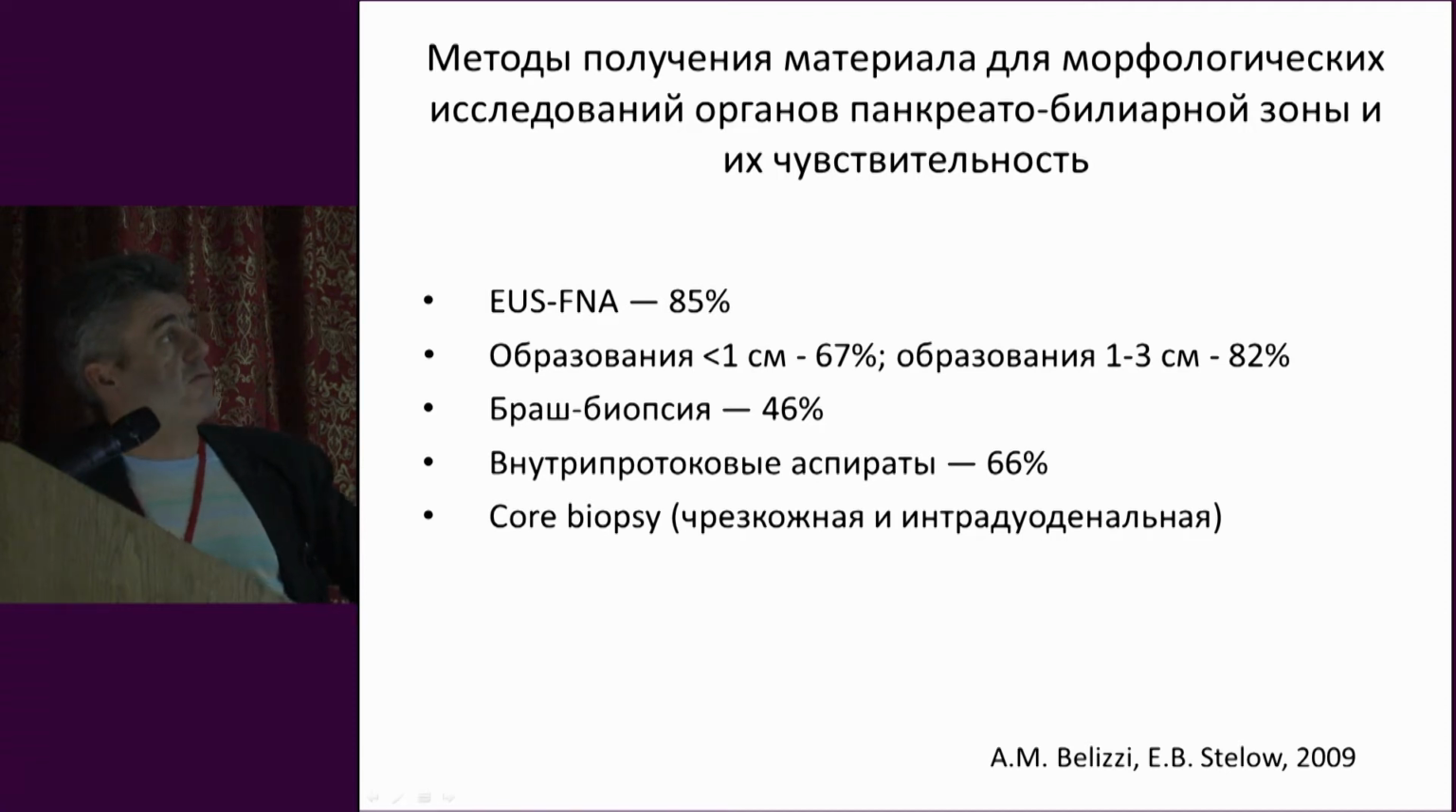So, materials for the morphological assessment, and you can see here the sensitivity. If you use EUS FNA, it's 85%, and it shows the link with the size of the tumor. It's clear actually that the bigger the tumor is, the higher the sensitivity is in verifying the process. The smaller the size of the tumor, the less dangerous it is for the patient, the more difficult it is to describe in terms of morphology.